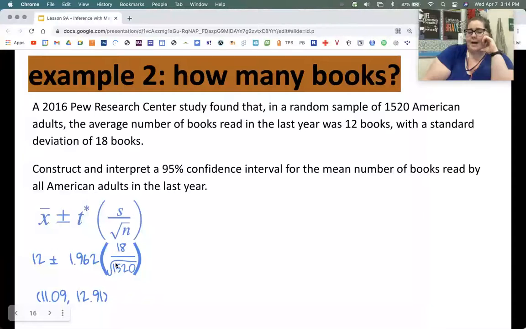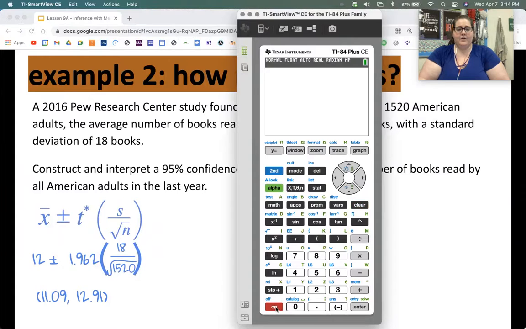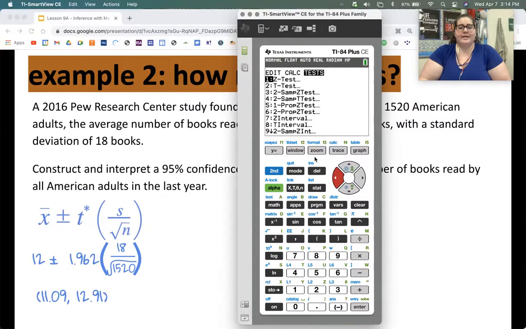When I actually do the math on that, this is what I get, but let's talk about the calculator. In my calculator, the way I would do that interval, I would go to stat and then tests, and what I'm looking for is T interval. Notice that my calculator does not actually say one sample T interval. There's a reason for that. It just says T interval. Notice that there's also an option for Z interval.